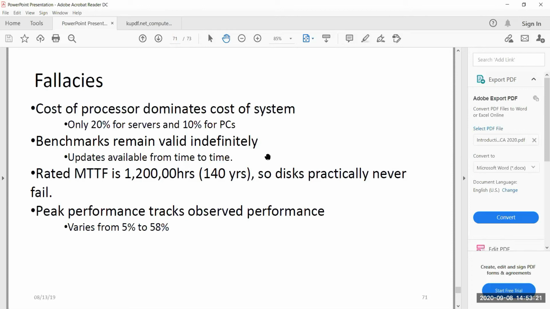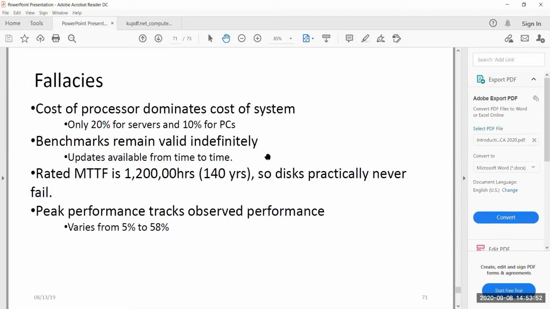Although this is a statement generally made by manufacturers for marketing, it is based on the assumption that when you use it in a system, the system does not fail for 140 years, because the lifetime of a disk is say 5 years or 7 years, and you keep on replacing it. But only in such a scenario is that the lifetime of a system.